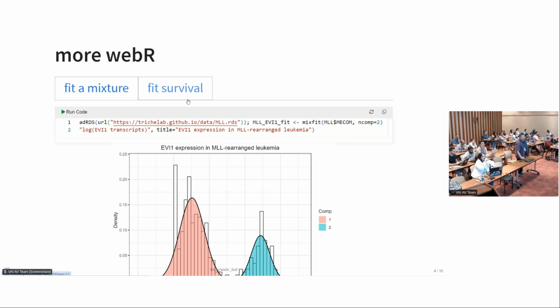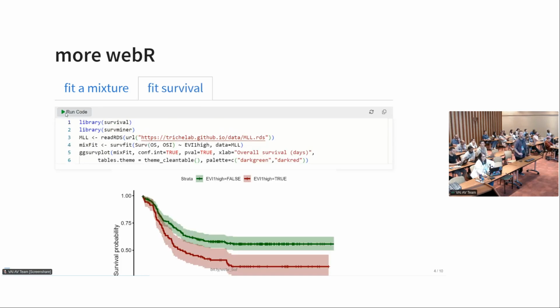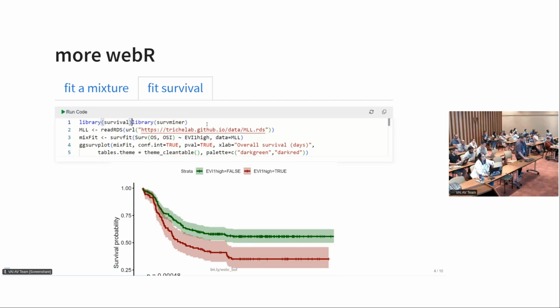Now, similarly, we can run more substantial code. Again, we split a group of patients into 2 groups based on their expression of a particularly critical gene.